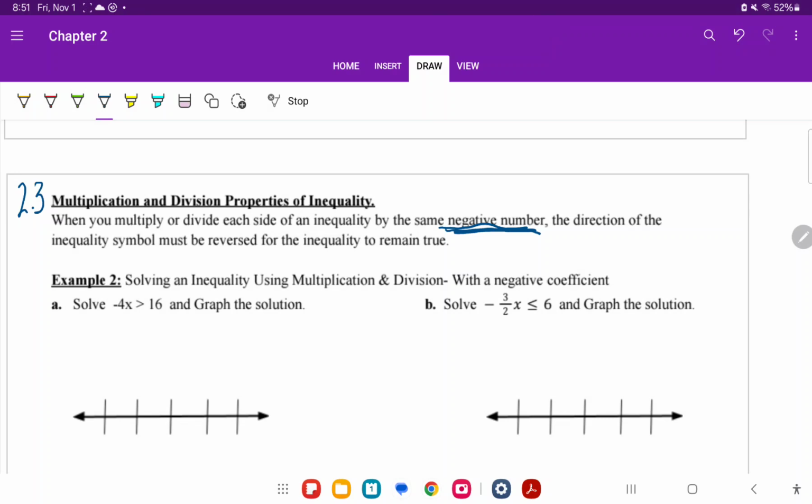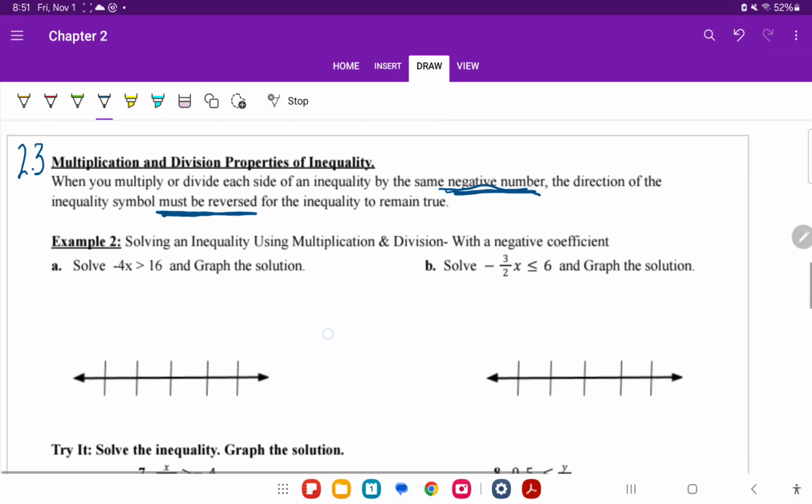It's not necessarily super difficult. It's just new and just something you have to remember that you have to do. So the direction of the inequality must be reversed. Underline must be reversed for the inequality to remain true. So if you're multiplying or dividing by a negative, then the inequality must be reversed. All right, so let's look at an example here.